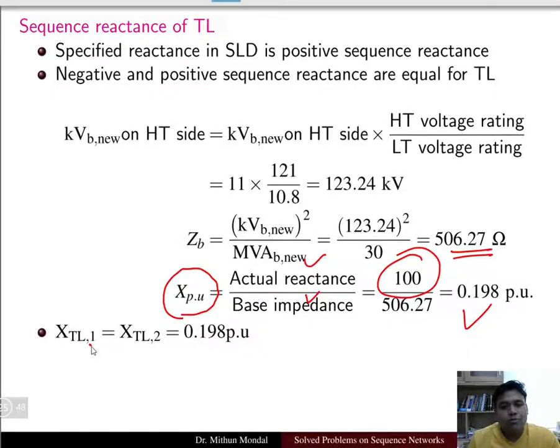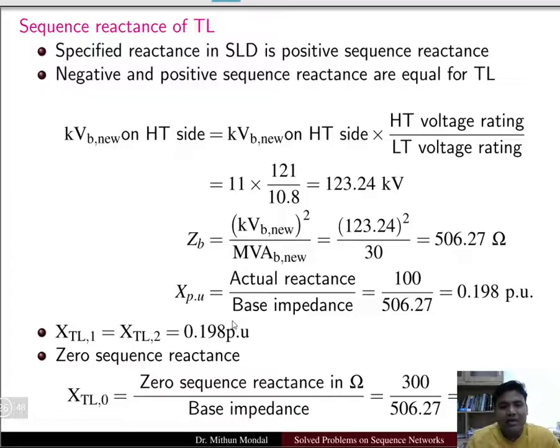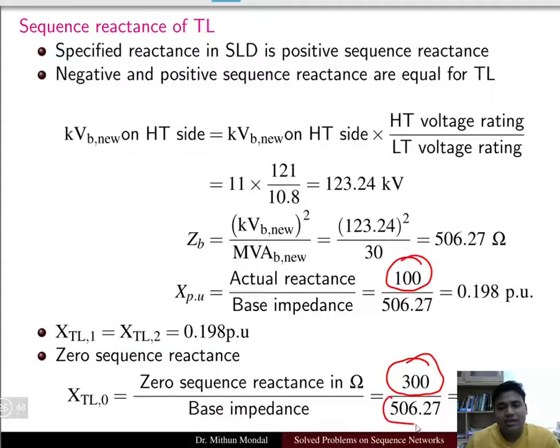Both the positive sequence and negative sequence reactances will be equal in the case of a transmission line, equal to 0.198. The zero sequence reactance was given as an actual value of 300, whereas the positive sequence reactance is 100. So we divide this by the base impedance of 506.27, which gives the zero sequence reactance of the transmission line as 0.593. So we have obtained the positive, negative and zero sequence reactances of the transmission line.